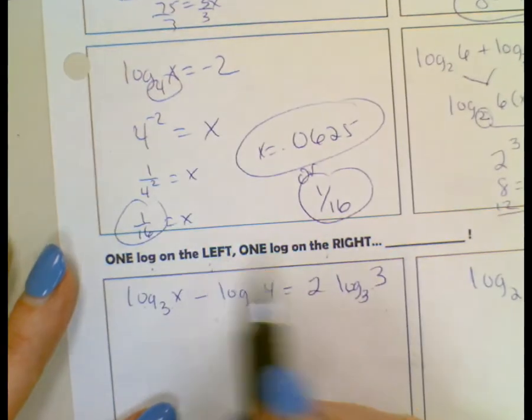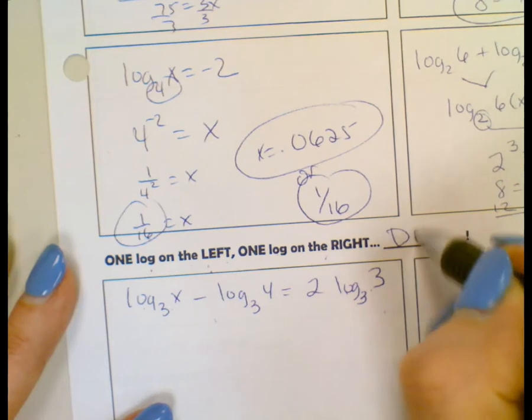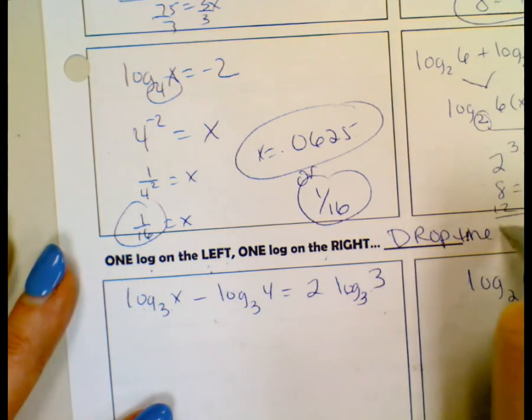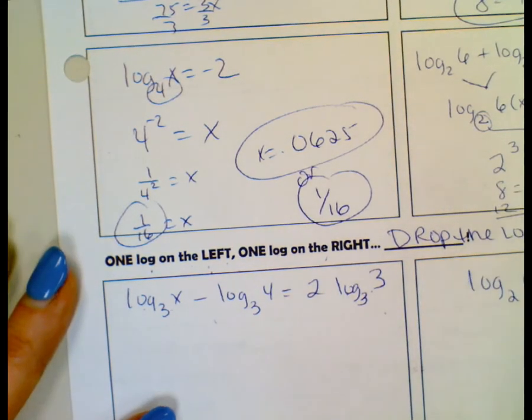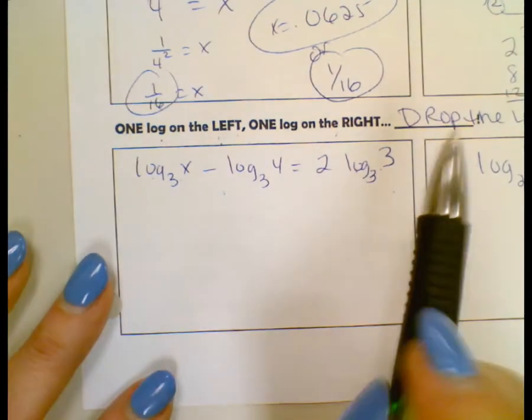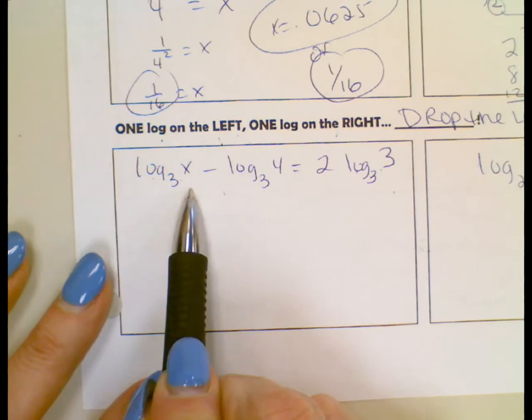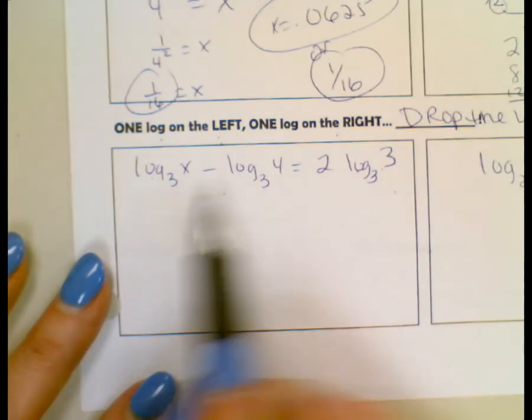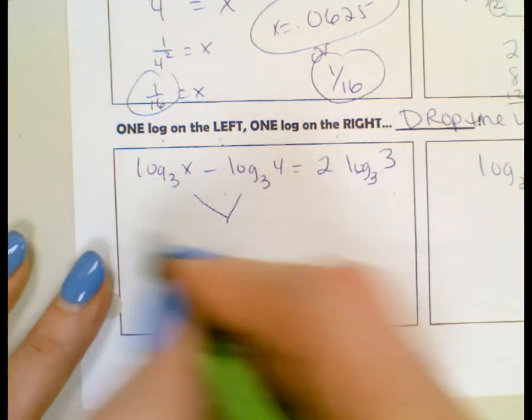Okay, so what do you do if you have a log on each side? You drop the logs, but you cannot drop the logs unless you have one log on the left side and one log on the right side. Look at this problem. It doesn't have one. It has 3 logs. Let's condense first.